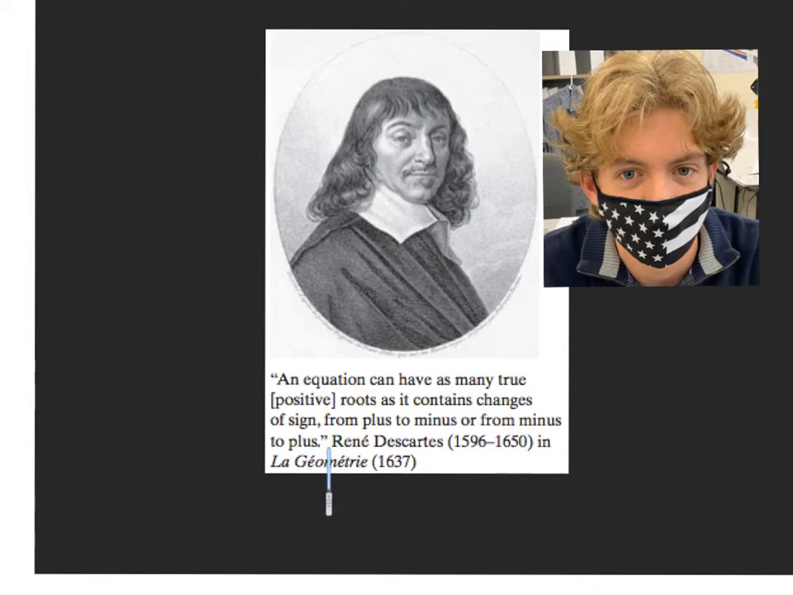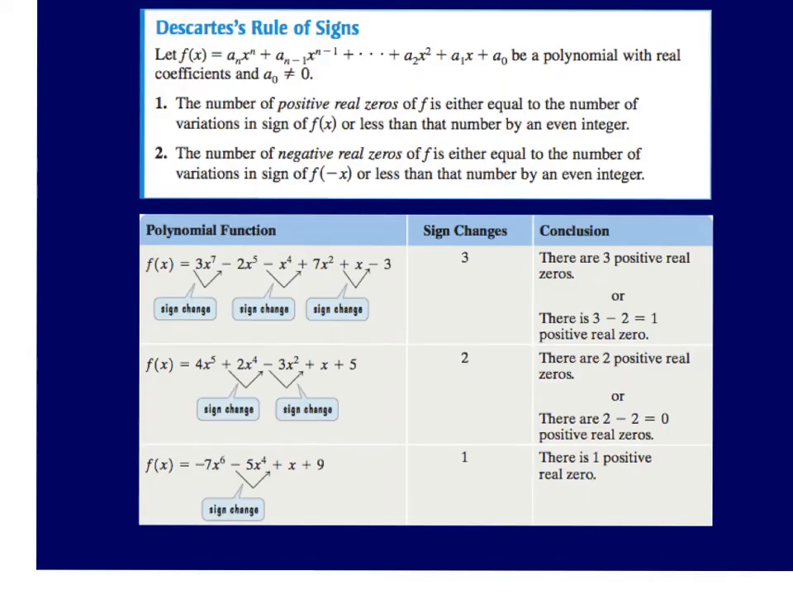René's rule says from minus to plus or from plus to minus. When you put René's rule into practice, if you have an equation, you need to look for the sign changes. This goes from positive to negative. This goes from negative to negative. Is that a sign change? No. How about from negative to positive? Yes. How about from positive to positive? No. How about from positive to negative? Yes. So in this one, how many sign changes did I have? I have 3. And what that tells me is that I have 3 or 1 positive real zeros.